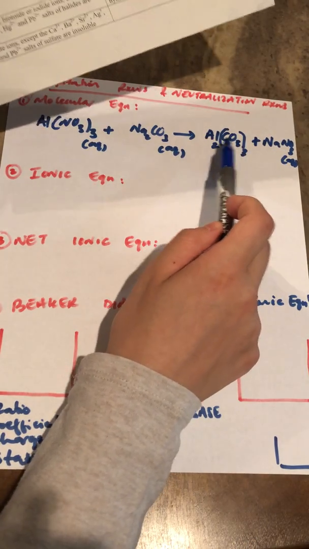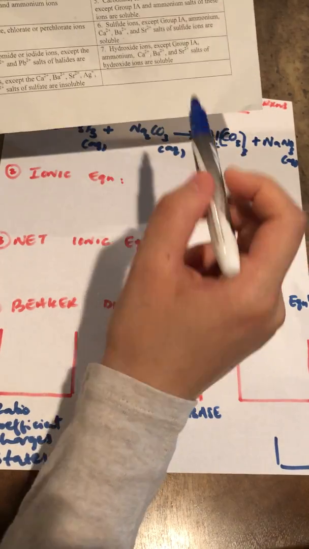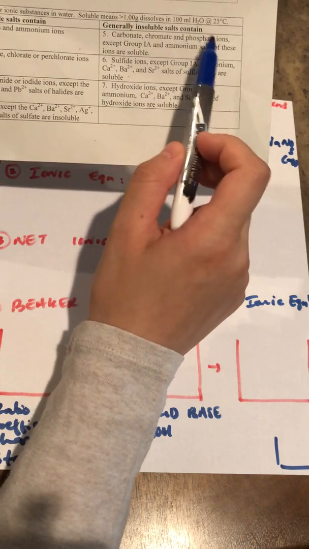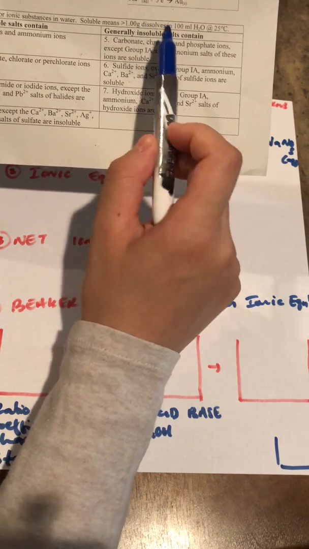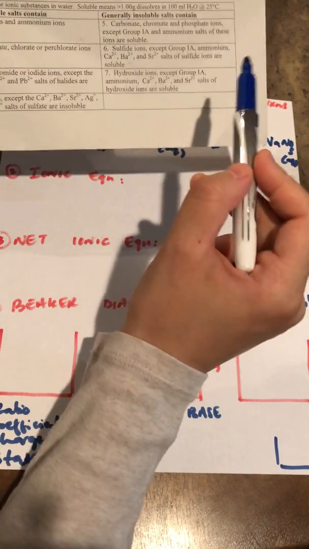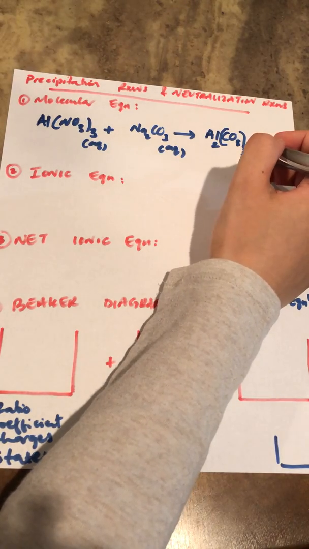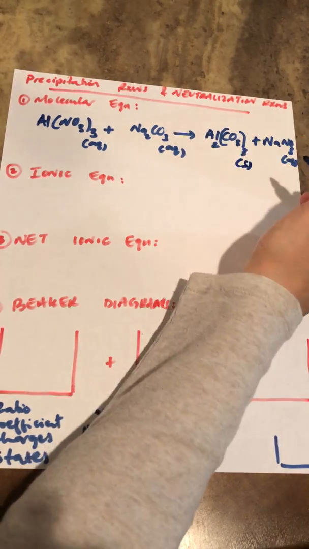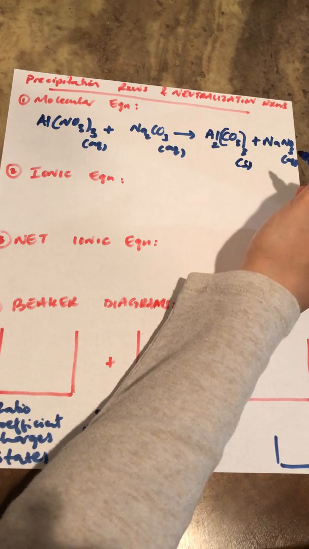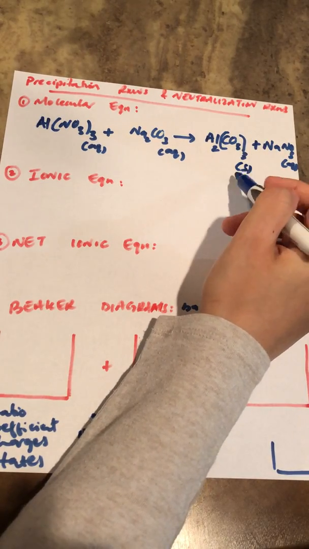Now, if we look up aluminum carbonate, we're expecting it to be a solid, but let's double check. It says carbonates, chromates, and phosphate ions are generally insoluble, except for group 1 elements and ammonium salts. So it does indeed fit this category, and this is why I'm going to give it a solid phase as a state of matter, okay? Now we wrote our products and our states of matter.